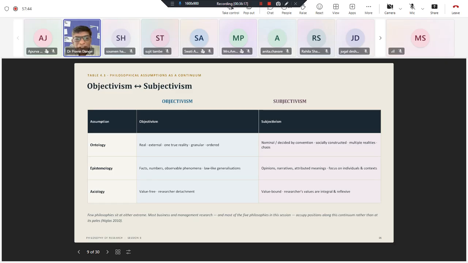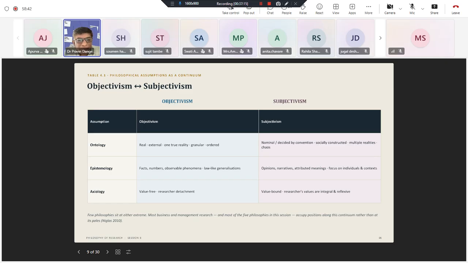Subjectivism talks about nominal, multiple realities decided by convention, socially constructed, multiple realities, and chaos is also part of it. Right? There is not necessarily one order that follows the reality. The epistemology followed by objectivism is about facts, numbers, observable phenomena, law-like generalizations. So whenever you follow an objective reality, you generally follow a deductive approach where you test hypotheses based on some theory, right? Whereas in case of subjectivism, you give emphasis on opinions, narratives, attributed meanings, focus on individuals and context. That is more important for subjectivism. By now, I hope it is clear to all of you.